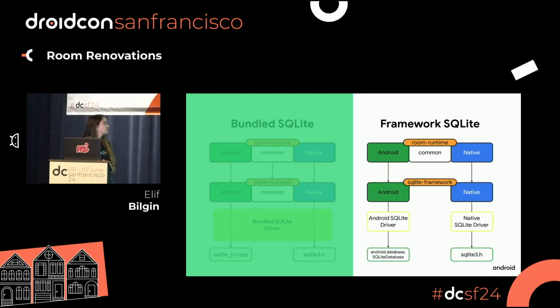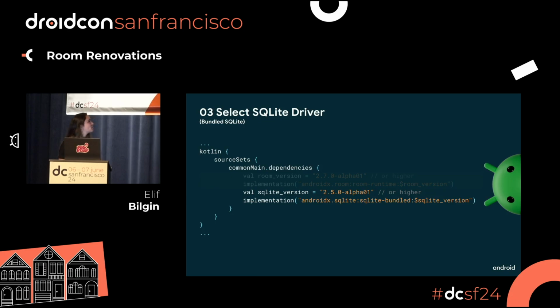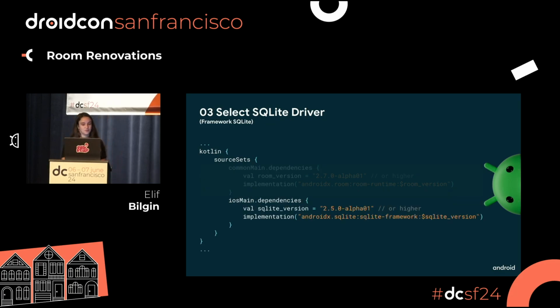If you alternatively want to use the operating system provided SQLite, you can use the framework SQLite APIs. So how you would add this to your project is you go back to your build file, and if you're using the SQLite bundled version, you put it in your common main dependencies, and if you're using the framework one, you'll need to put it in the source set dependencies according to whichever one you're going to use.